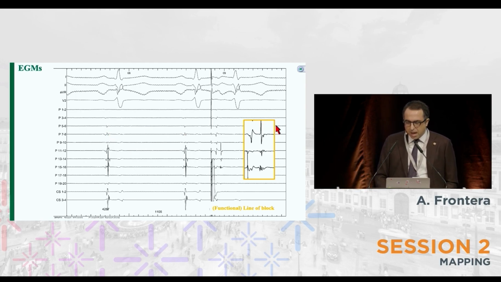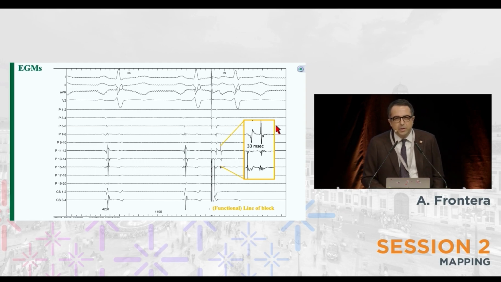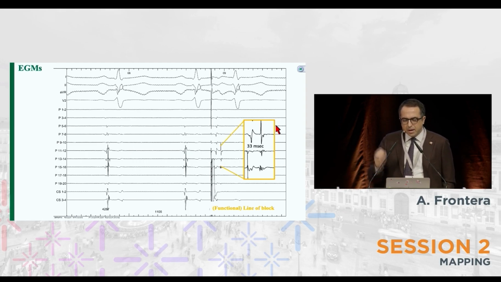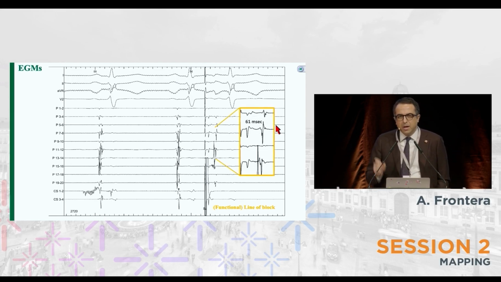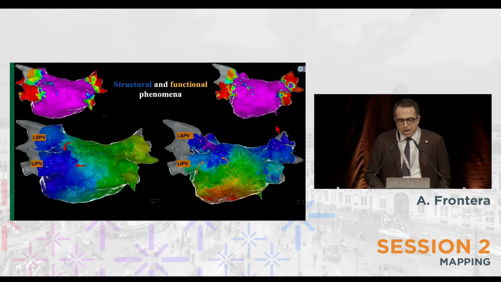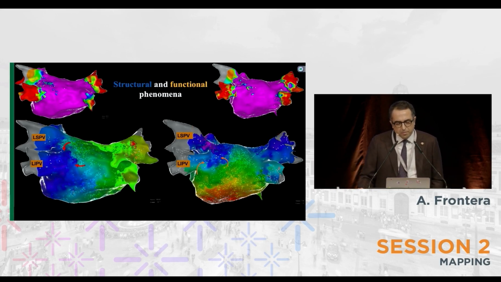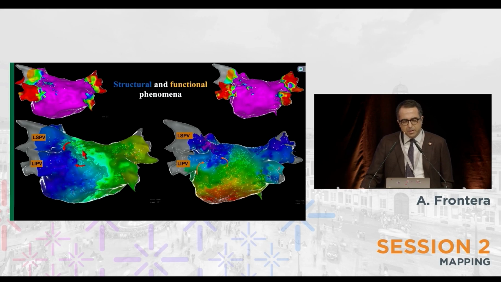And here you have a double potential with an isoelectric line of 33 milliseconds. And when I deliver an extrastimulus shortened by only 20 milliseconds, here you see there is a 61 milliseconds isoelectric line. So it's a functional line of block, in my opinion. And structural and functional phenomena coexist in most of our paroxysmal and persistent atrial fibrillation.